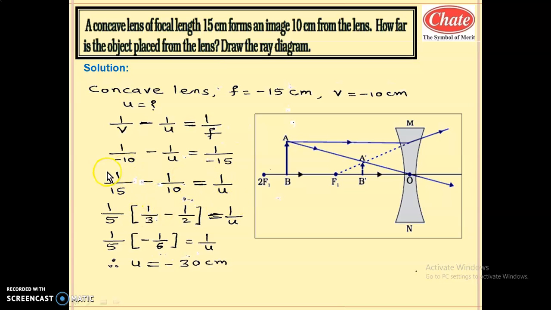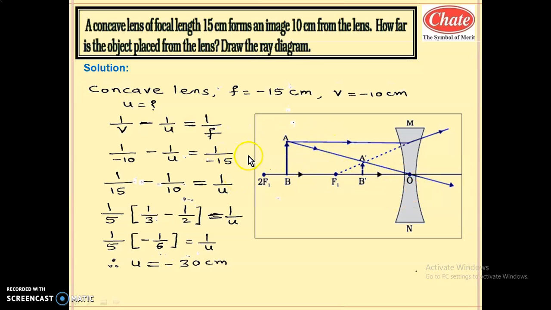Solving this, 1 by 5 will be taken common, inside the bracket 1 by 3 minus 1 by 2 equal to 1 by U. So it is 1 by 5. Solving this bracket, it gives you minus 1 by 6 equal to 1 by U. Solving this, you will get U as minus 30 centimeter. As U is negative, it means object is in front of the lens, on the same side of the object. So this is the next problem.